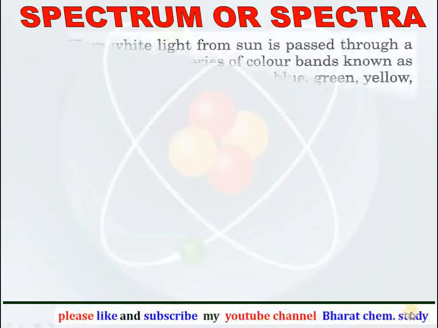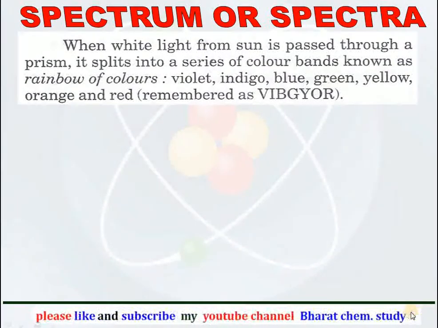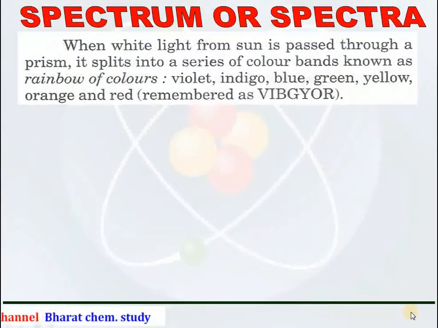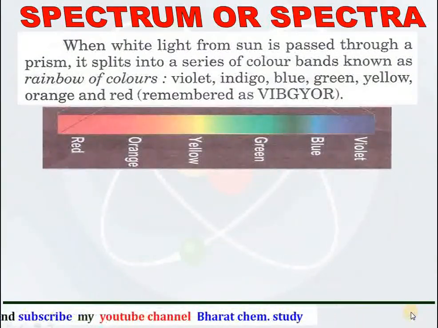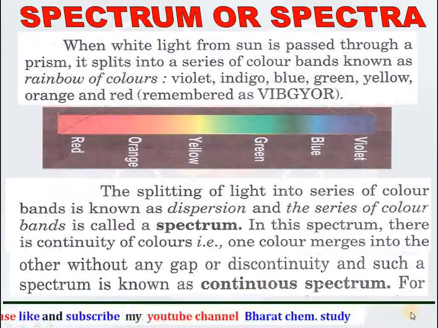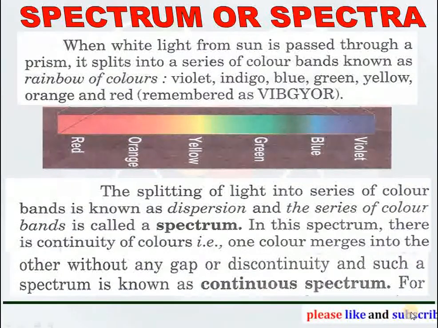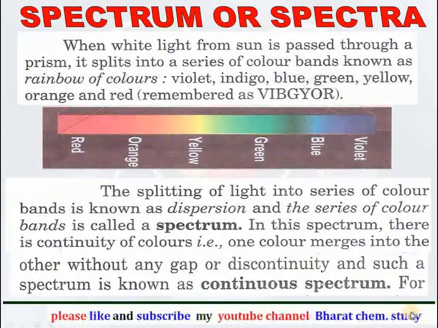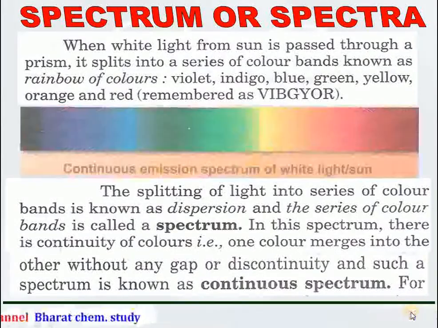Spectrum or spectra. When white light from the sun is passed through a prism, it splits into a series of color bands known as the rainbow of colors: violet, indigo, blue, green, yellow, orange and red, that we have already studied in our previous classes, and they look like this. The splitting of light into a series of color bands is known as dispersion, and the series of color bands is called a spectrum. In this spectrum there is continuity of colors, that is, one color merges into another without any gap or discontinuity, and such a spectrum is called a continuous spectrum, which will look like this.